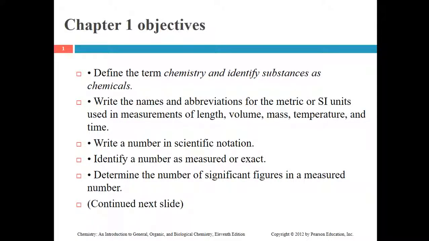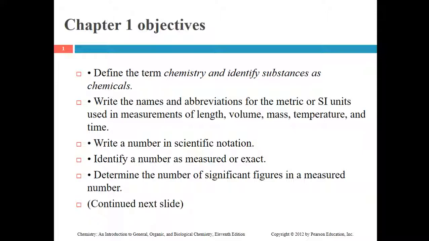Chapter 1, Objectives. In this chapter, we're going to learn what the terms chemistry and chemicals actually mean. We're going to write the names and abbreviations for our metric units of length, like meters or millimeters, volume, like liters or milliliters, mass, which is in grams, and temperature, not only in Fahrenheit, which we think of, but in Celsius and Kelvin. We can also write a number in scientific notation. Actually, we're going to write lots of numbers in scientific notation, and vice versa, be able to take a number that's in scientific notation and understand what that number actually means.